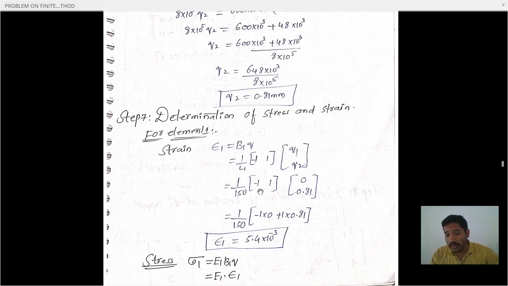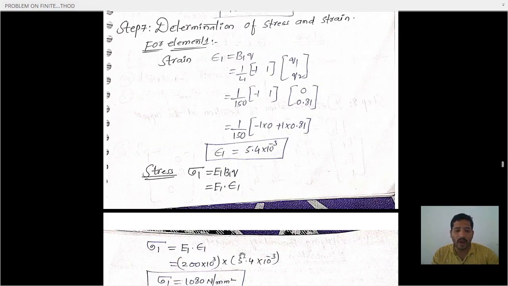You need to multiply this row by this column: minus 1 into 0, plus 1 into 0.81, which becomes 0.81. If you divide 0.81 by 150, you get a strain of 5.4 into 10 power of minus 3. After getting the strain, we need to find the stress value. Stress equals the modulus of elasticity into the strain.